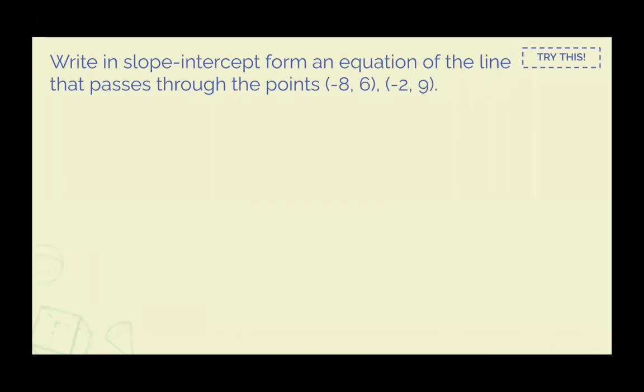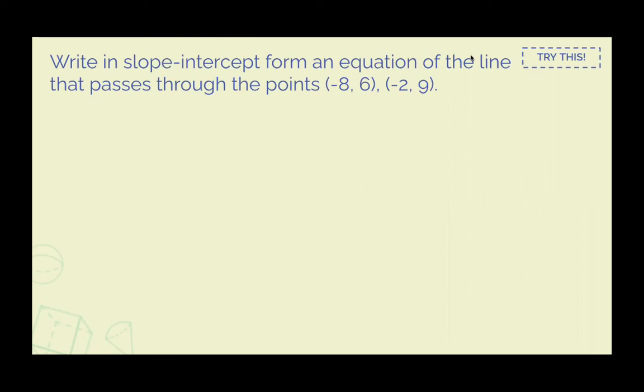You can go ahead and pause the video to do this last example and unpause when you're ready. We're going to write in slope-intercept form an equation of the line that passes through the points (-8, 6) and (-2, 9). Now this is going to be the same procedure as we've been doing.